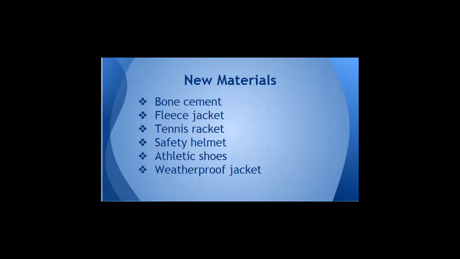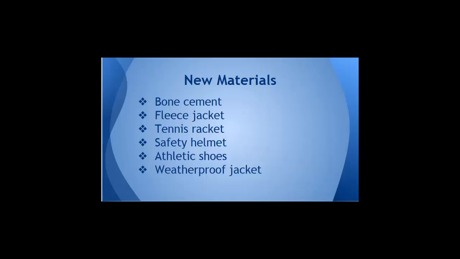Fleece jackets are lightweight coats that are made out of plastic. These lightweight coats keep us warm and they also keep us dry in wet weather. Tennis rackets have changed greatly over the years as well. Tennis rackets are no longer made from wood. They are made from light metals or aluminum material.